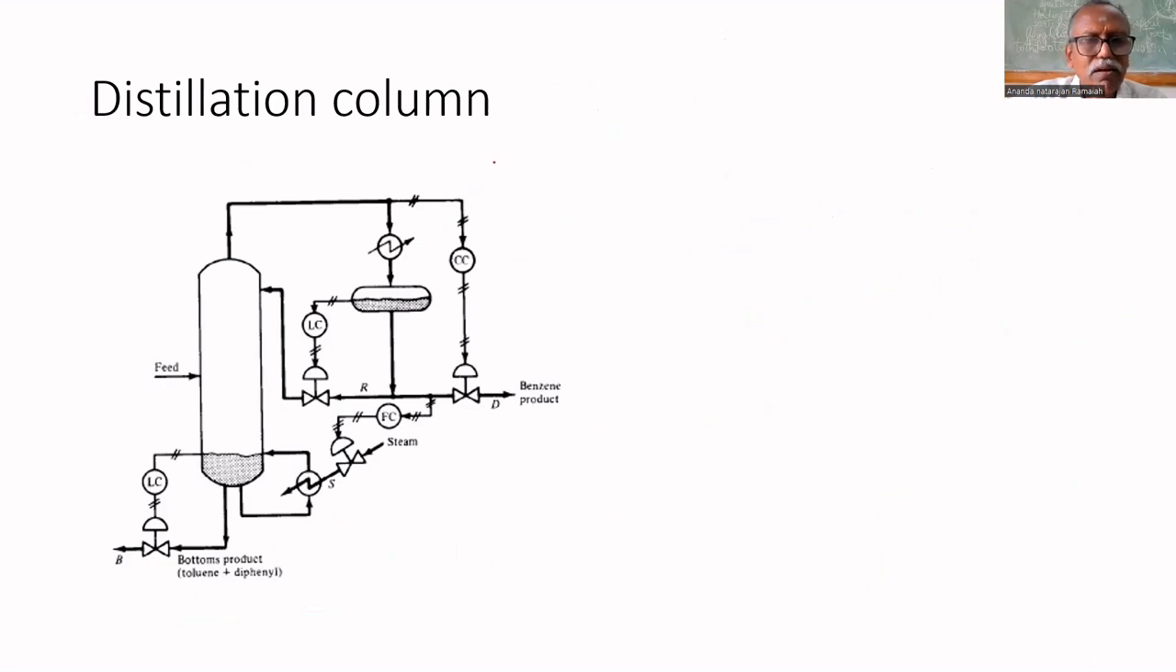This is a binary distillation column. Binary distillation column means the feed will be separated into two parts. Whatever the feed contains, it will be separated into two components. Here, in this case, it is separated into benzene and toluene plus diphenyl. Toluene and diphenyl is the bottom product. It will be in liquid state and benzene will be in vapor state.